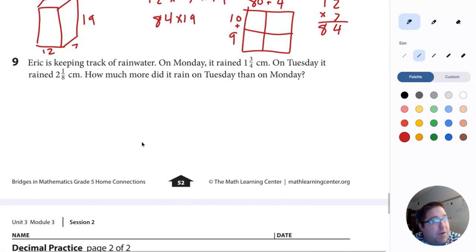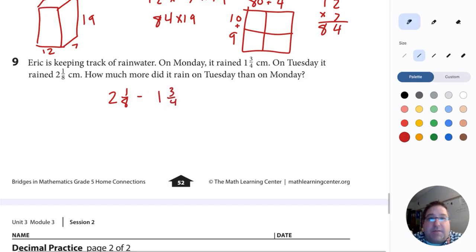Eric's keeping track of rainwater. On Monday, it rained 1 3/4 of a centimeter. On Tuesday, it rained 2 1/8 of a centimeter. How much more did it rain on Tuesday than on Monday? Okay, well, we just got to find the difference, so we're going to just do a little subtraction here, aren't we? So we've got 2 1/8 minus 1 3/4.